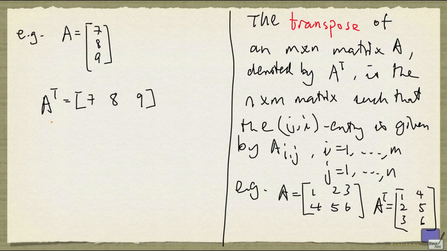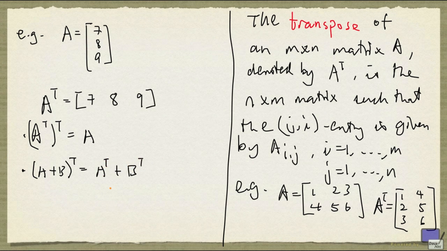Now, there are a number of properties that the transpose satisfies. The first one is if you take the transpose of the transpose, you get back the original matrix. And if you take the transpose of a sum, it's the same as the sum of the transposes of each of the matrices. If you take the transpose of A inverse, then A transpose is also invertible, and the inverse is given by this. Finally, if you take the transpose of a product AB, it's the same as B transpose times A transpose.